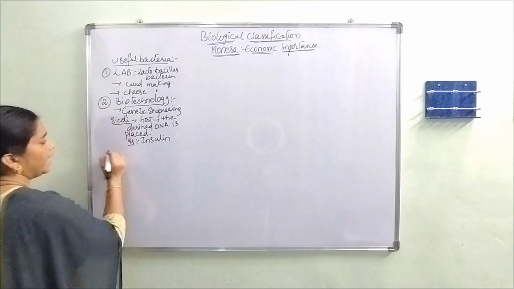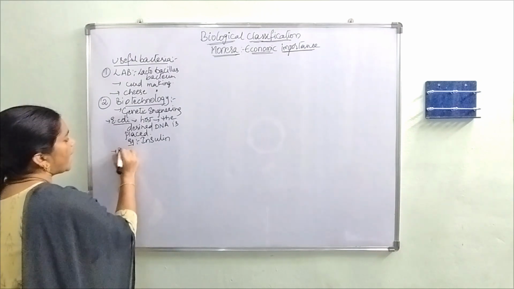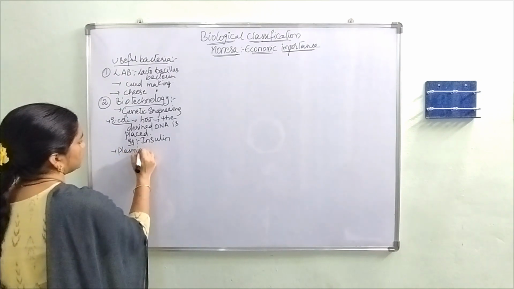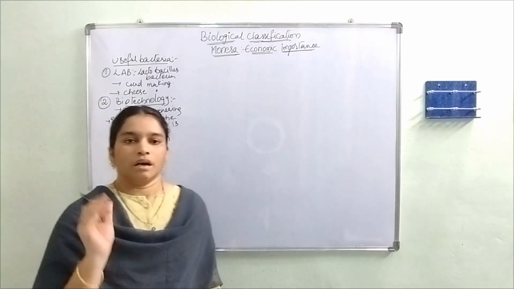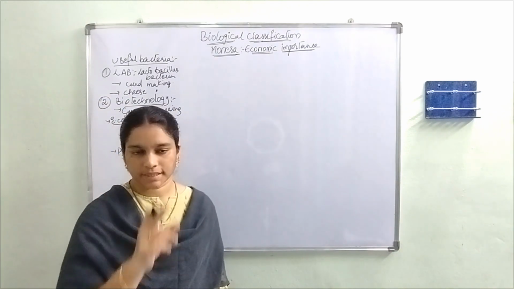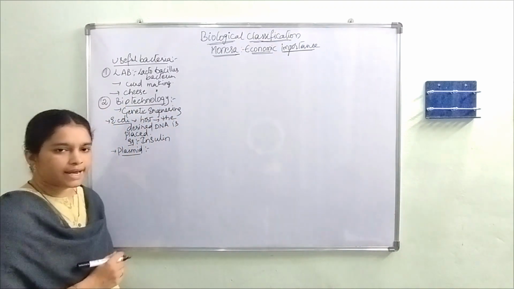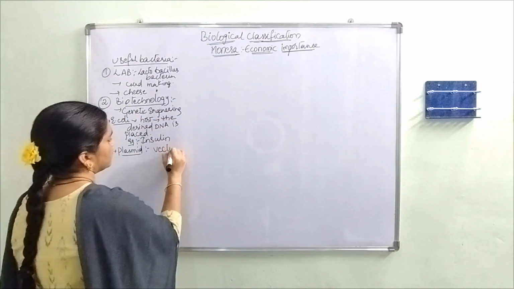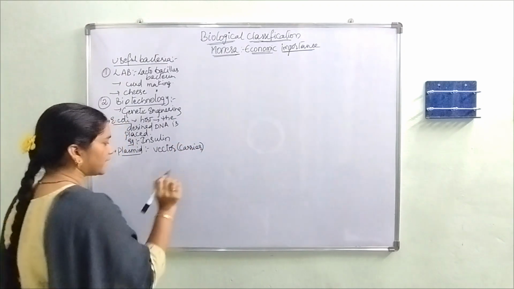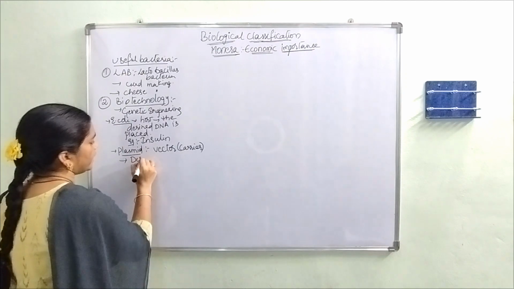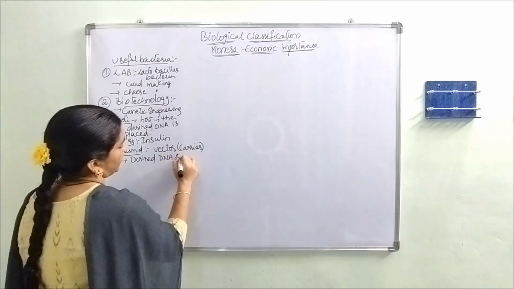And another example is the plasmid. Plasmid is present in this E. coli as extrachromosomal DNA which is in circular form. This is also called a vector, also called a carrier, which carries the desired DNA gene or segment.